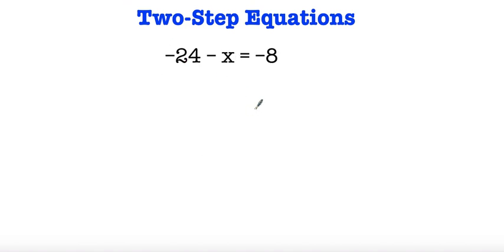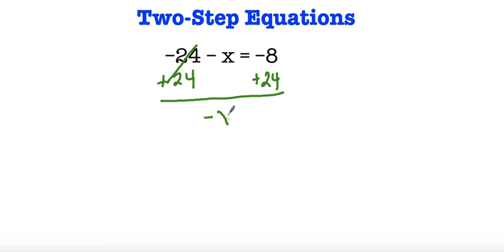So here I have negative 24 minus x is equal to negative 8. Now, if I want to isolate our x, the first thing I'm going to have to get rid of is the negative 24. And in order to do so, we're going to do the opposite, and we're going to add 24 to it. And whatever we do on the left side, we do on the right side. So I'm going to add 24 to it. And negative 24 and positive 24 cancel out.